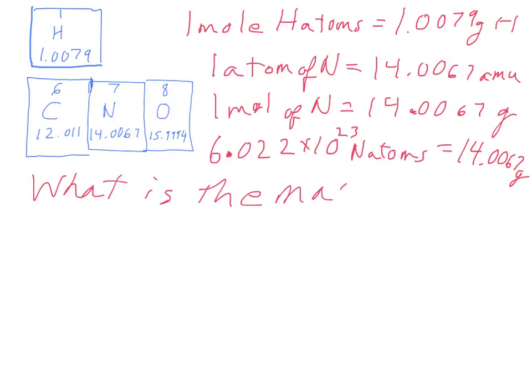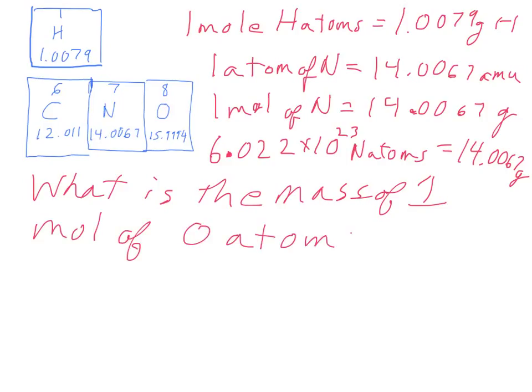What is the mass of 1 mole of oxygen atoms? No thinking, just go to the periodic table and read the mass number, 15.9994 grams. So the mole allows me to read that number off the periodic table, not in AMUs, but in grams, which is an awesome, awesome tool.